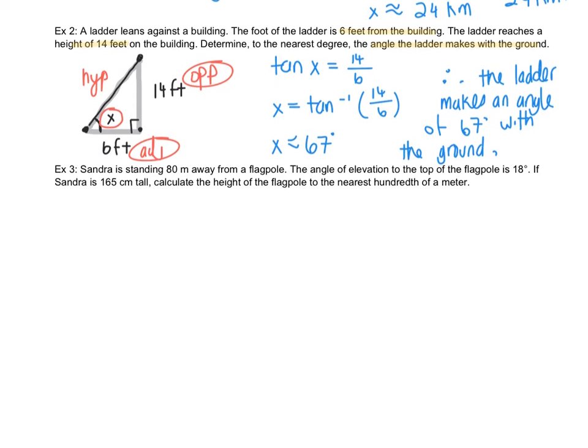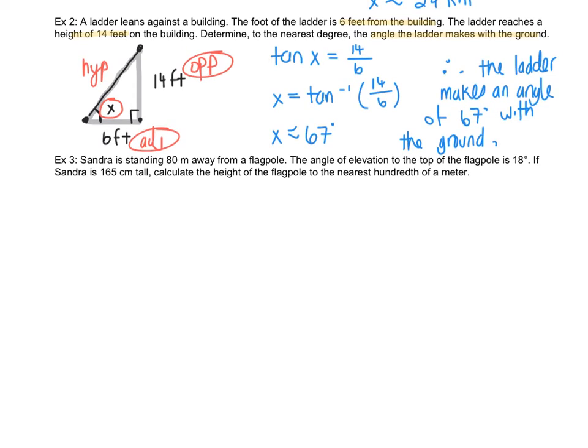All right, let's try one more. So Sandra is standing 80 meters away from a flagpole. The angle of elevation to the top of the flagpole is 18 degrees. If Sandra is 165 centimeters tall, calculate the height of the flagpole to the nearest hundredth of a meter. So 100th of a meter just means 2 decimals.